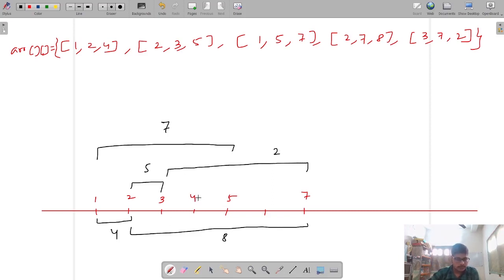So there are many intervals. This is 1 to 2, then 2 to 3, then 1 to 5, then 2 to 7, and 3 to 7. So what are the non-overlapping intervals? 1 to 2 and 2 to 3 are two intervals, right? And also including this one, these three are non-overlapping to each other. They are not overlapping each other, right? So if we consider these, I will get a profit of 4 plus 5 plus 2, 11.